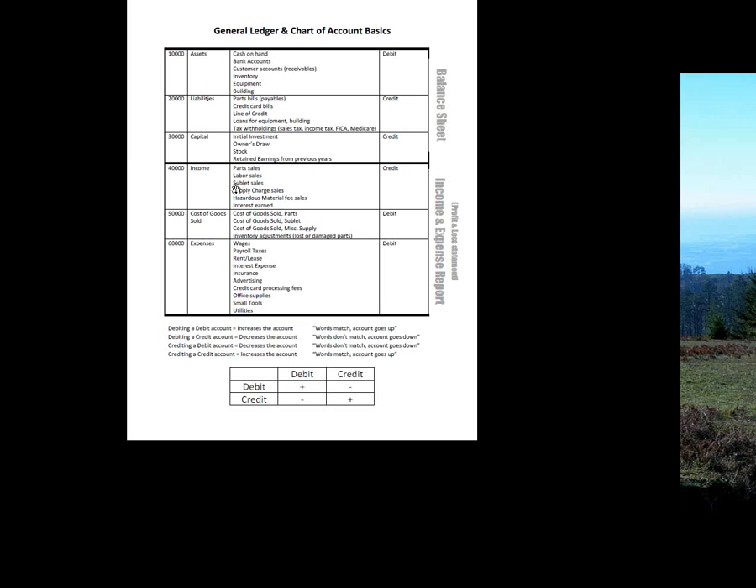So again, assets, liabilities, and capital, kind of your top portion. And then you have your income, cost of goods, and your expenses. Any questions on this before we start going through each individual account? No. We good on that? Okay. So let's go ahead and we'll get out of here.